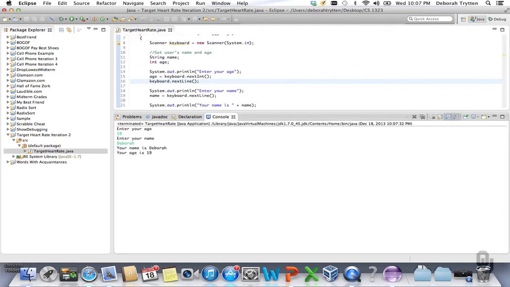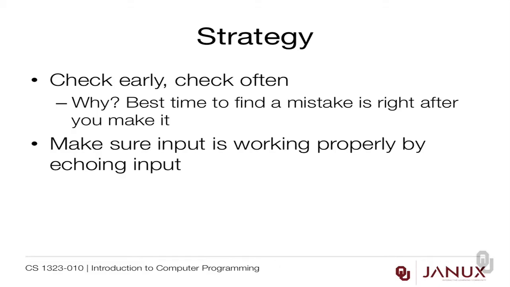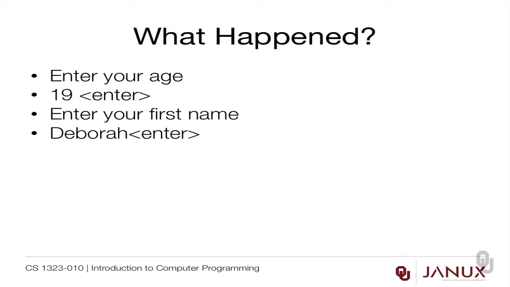Name is Deborah, age is 19. I think you can see some of the advantages of working on programs a little bit at a time now. If we hadn't printed things out, we wouldn't know that we had made that mistake until much later. It is much easier to debug 3 lines of code than it is to debug 10 lines of code. So our strategy is going to be check early and check often. We wanted to make sure the input's working, and now it is.